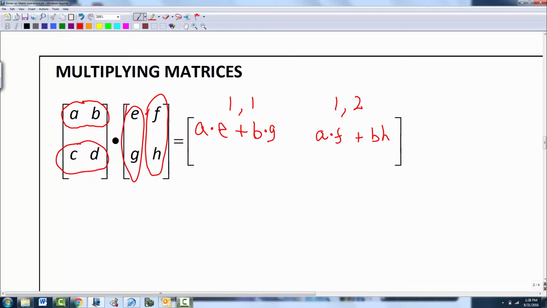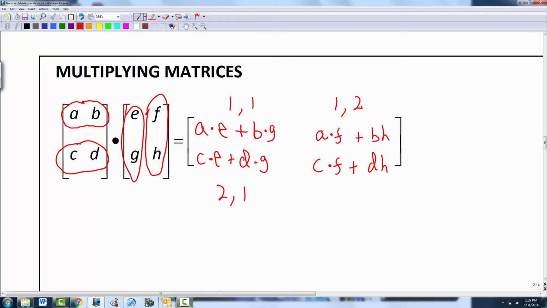C, D, which is row 2. I'm going to take that row 2 and multiply it by column 1. Row 2, column 1 is where you put your answer. Do you see that? You always have to be aware of your surroundings. C times who? C times E plus D times G. First row, first column, C times E. Those are the first in each one of those. And then the last one is C times F plus D times H.